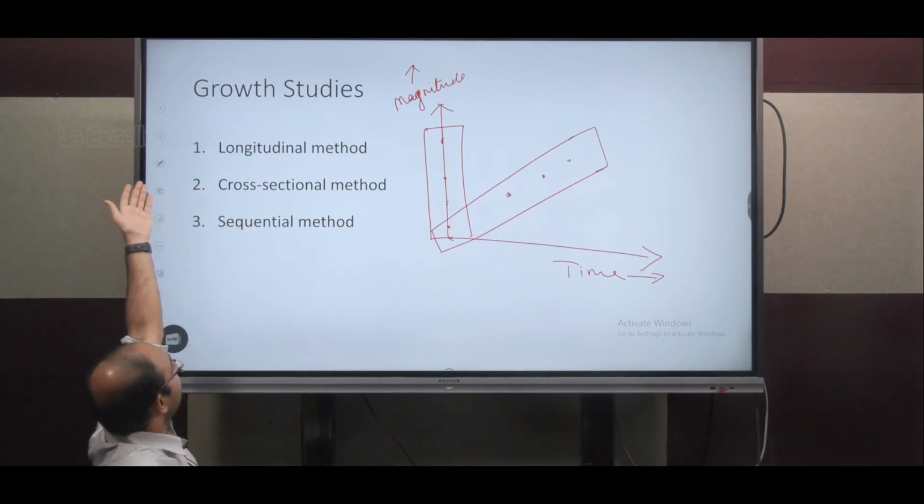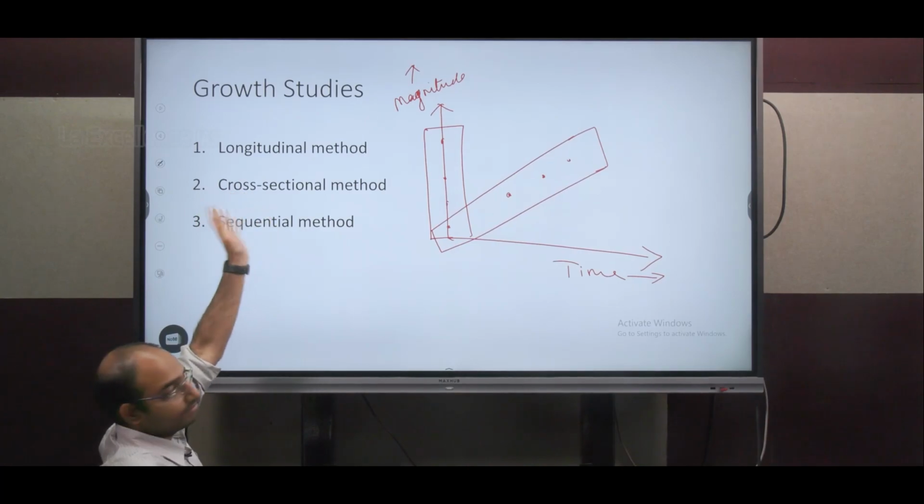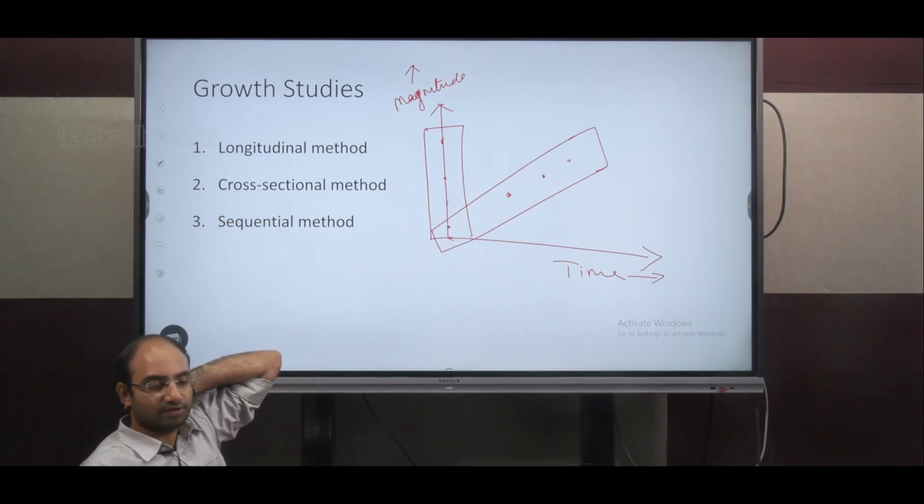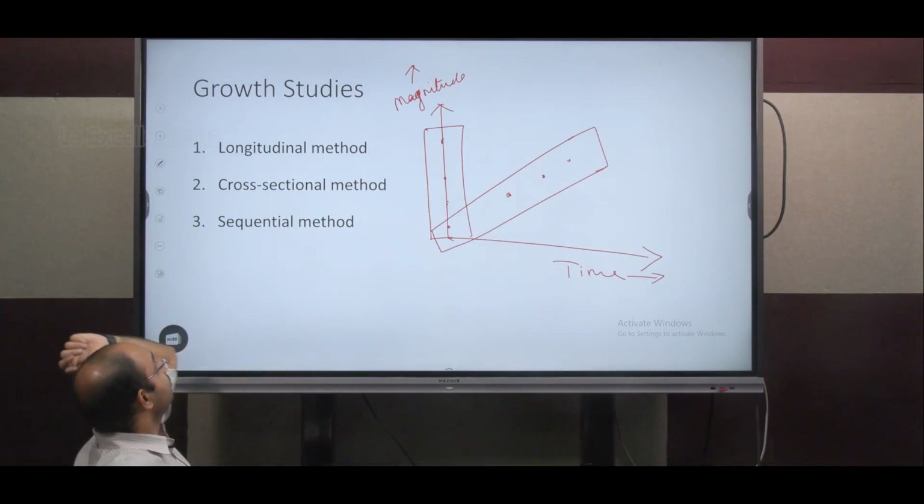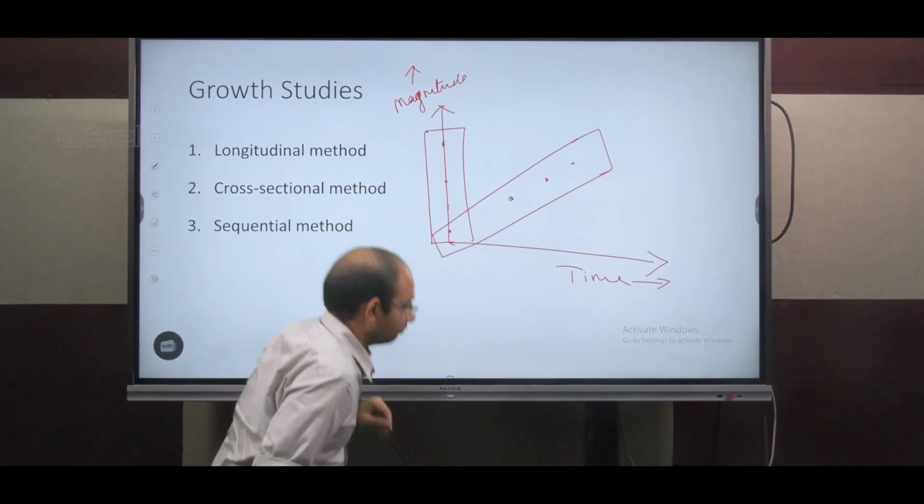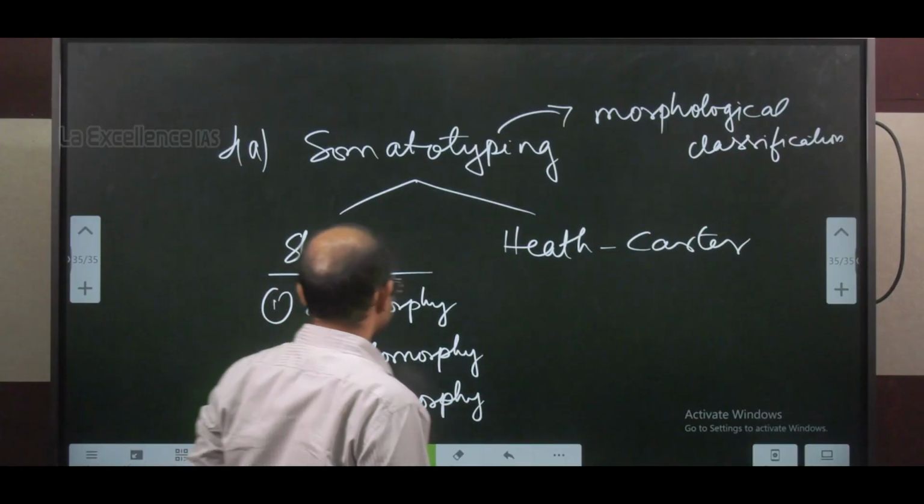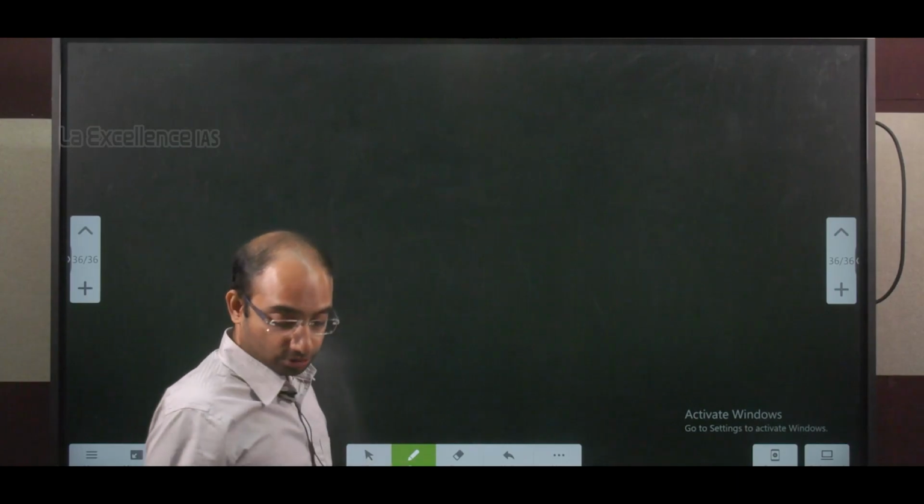Very simple. And then discuss the merits and demerits of each of them, and in conclusion, you must write that no method is perfect. We have to choose a method based on the objective. We have to choose the method based on what growth parameter we want to study and measure.